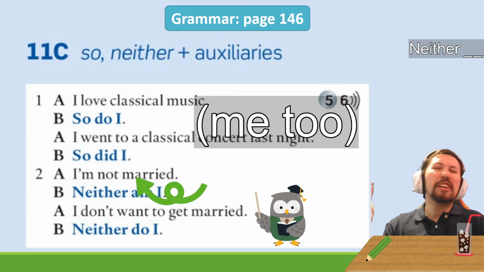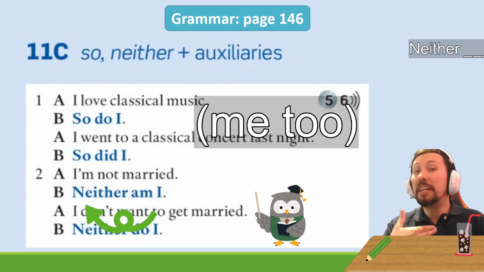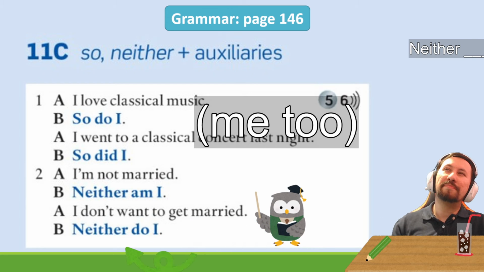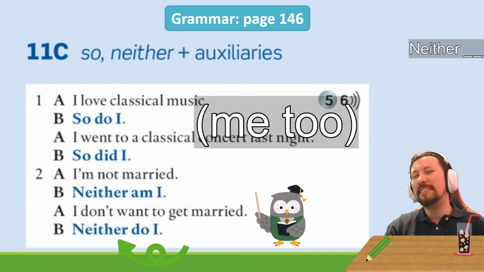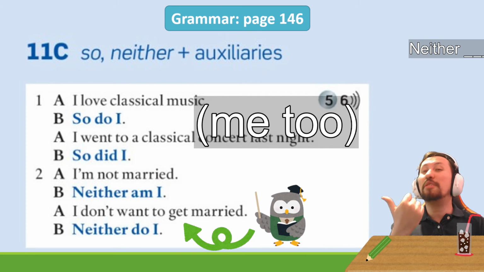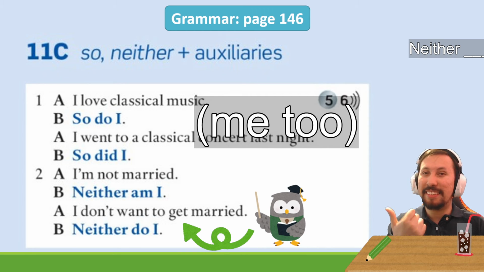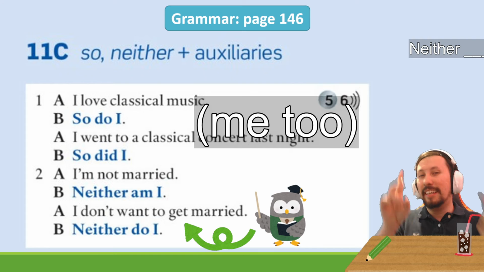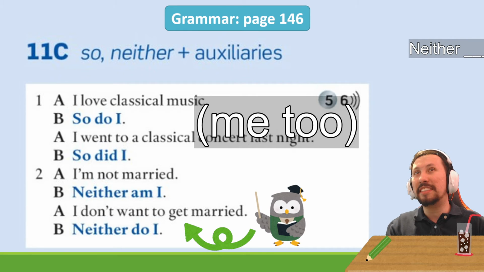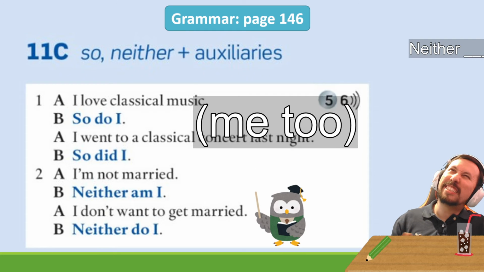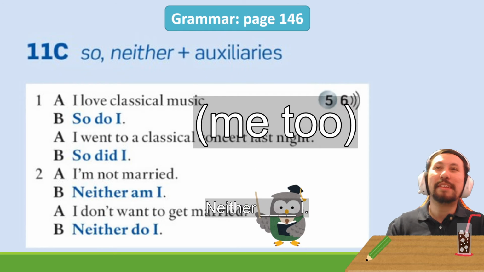Oh no, I'm not married. Oh, neither am I. I don't want to get married. Yeah, neither do I. In this case, yes, it's also about similarity. They have similar thoughts, similar experiences. But these are negative similarities. In this case, me too, it's not the correct phrase to use.